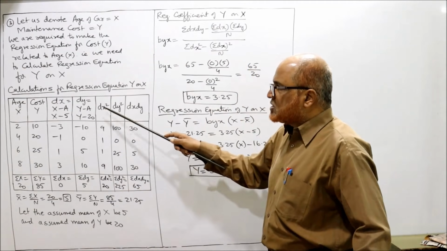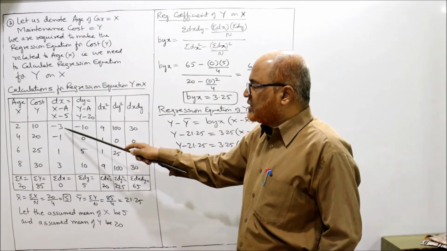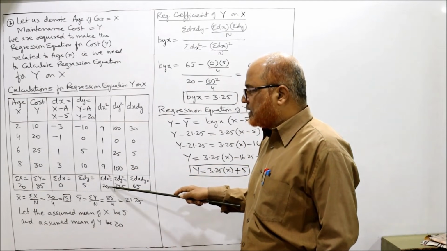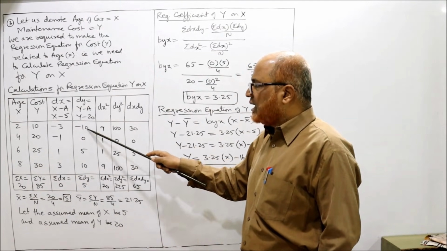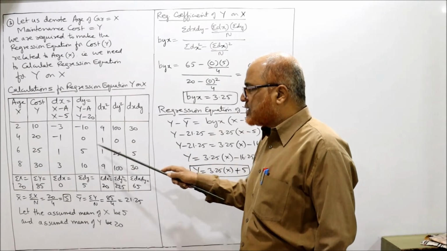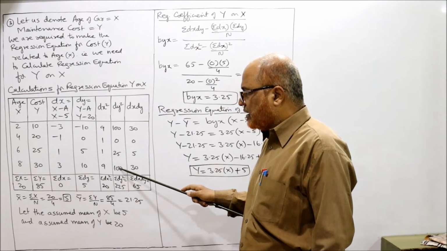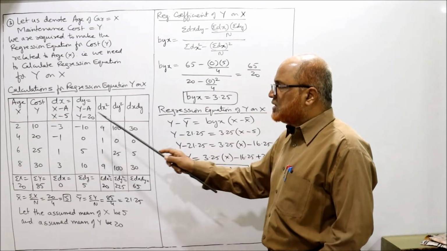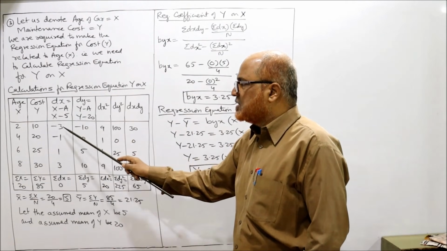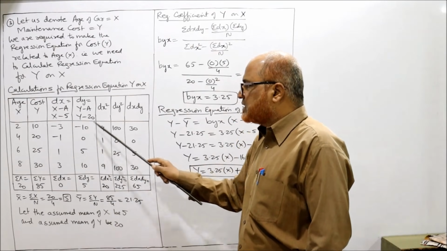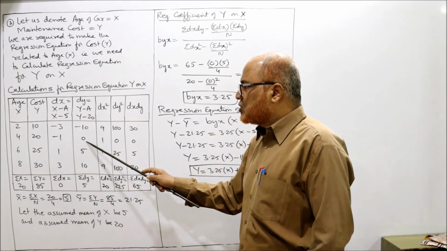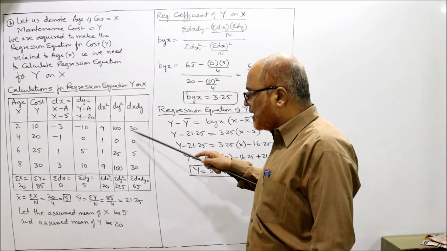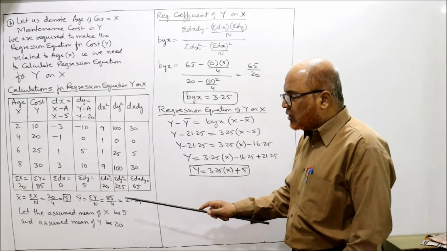And then dx square, अब ये dx को square करो. 3 3s are 9, 1 1s are 1, 1 1s are 1, 3 3s are 9. The total is 20. Similarly dy square, 10 10s are 100, 0 square 0, 5 square 25, 10 square 100. The total is 225. Summation dy square. dx into dy, दोनों को multiply करेंगे. Minus into minus plus, 3 10s are 30. Minus 1 into 0 is 0. 1 5s are 5, 3 10s are 30. Take the total 65. We got all the totals.